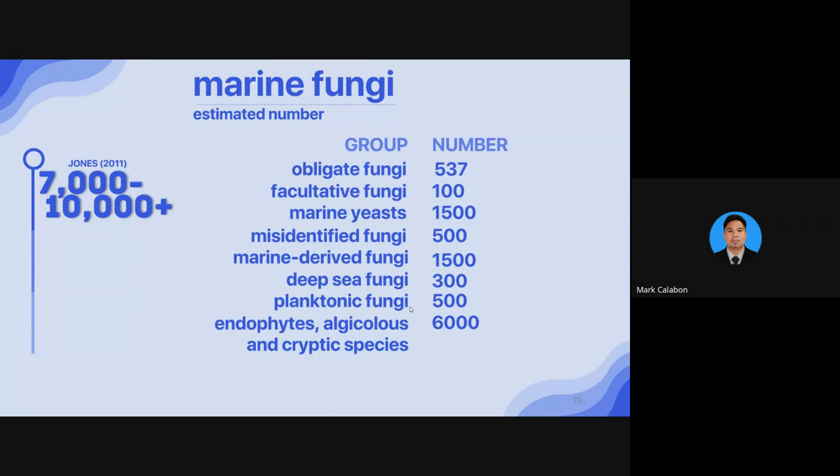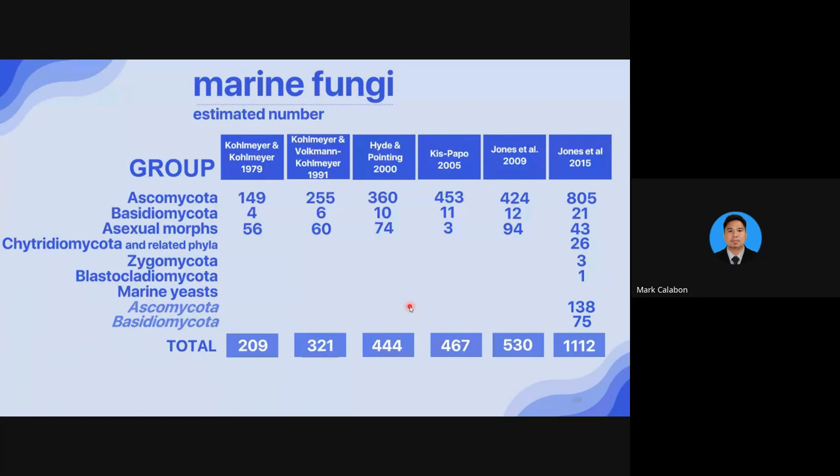Take note that this is just an estimated number of marine fungi. From 1979 until 2015, you can see that the number of marine fungi is increasing, from 209 in Kohlmeyer to 1,112 in Jones et al. 2015. Jones et al. 2015 provided an outline of marine fungi, from the classification of marine Ascomycota and anamorphic taxa. Take note that it's just on the morphological aspect, though he also highlighted some morphological and molecular data.